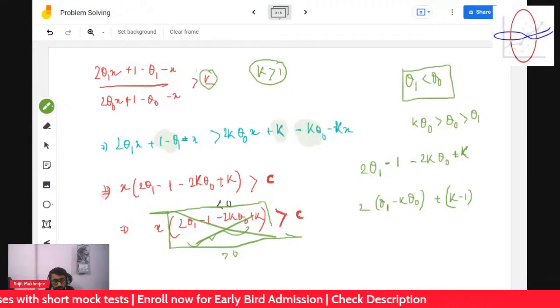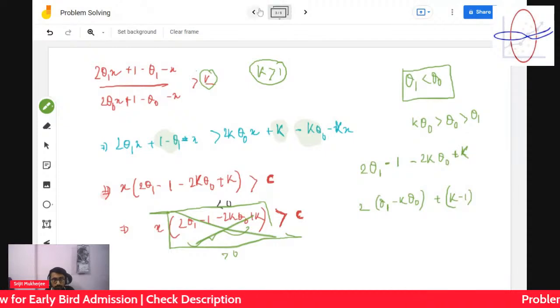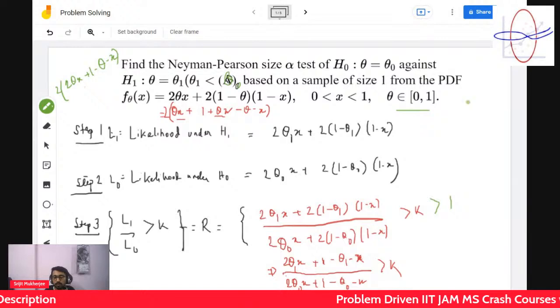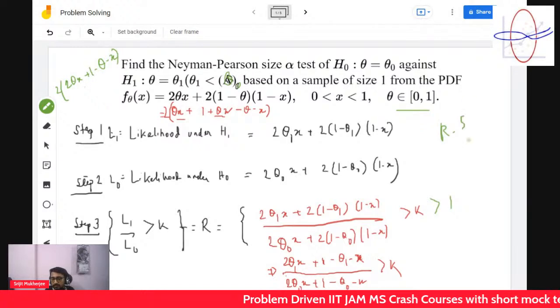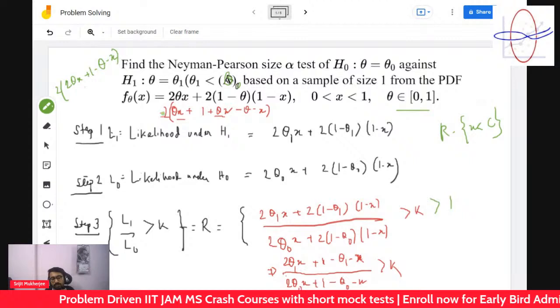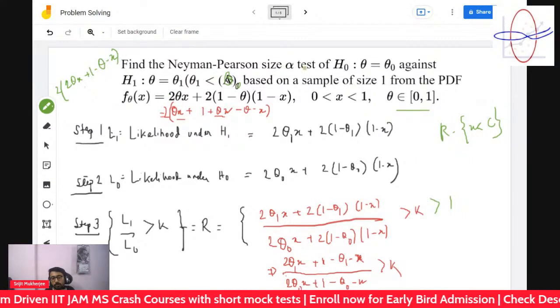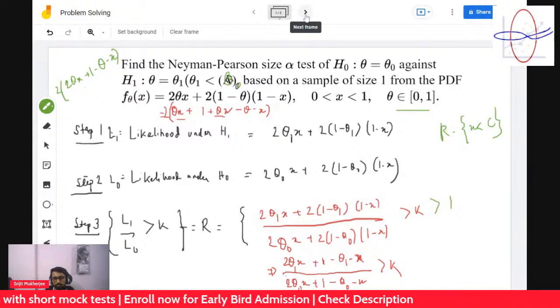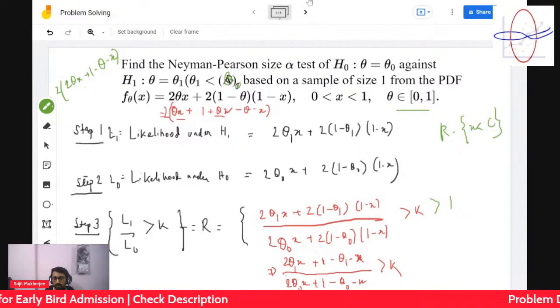So what is the expected final answer of this problem? The rejection region is x less than c. Now you can find the probability: you integrate over this under h naught and set it equal to alpha. Do you have to do that step? Will I need to complete that? What do you think?